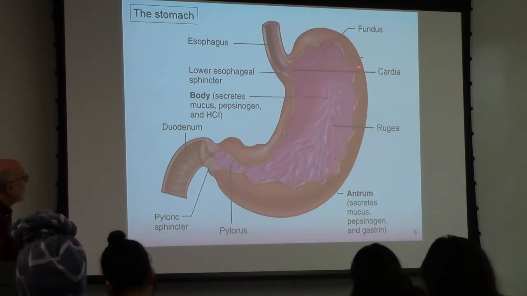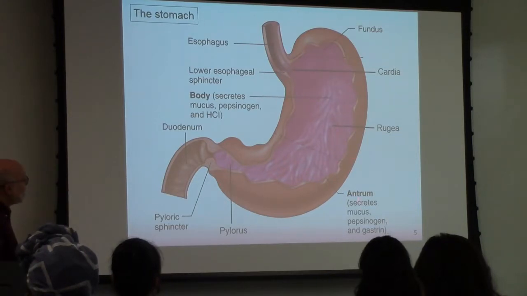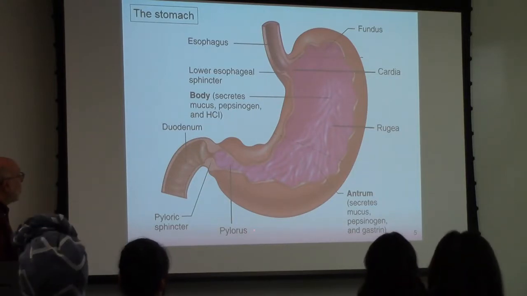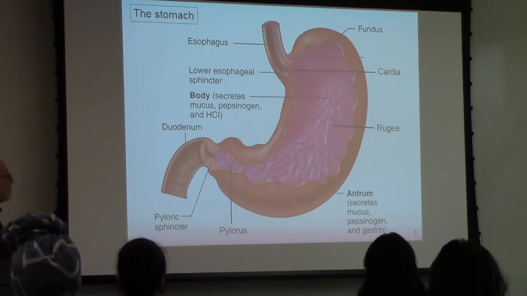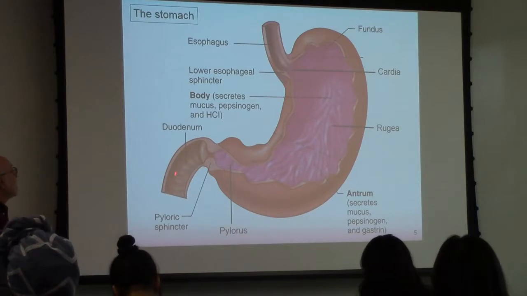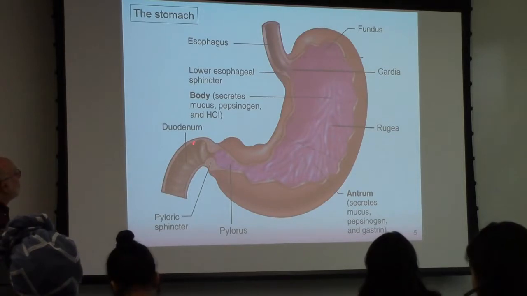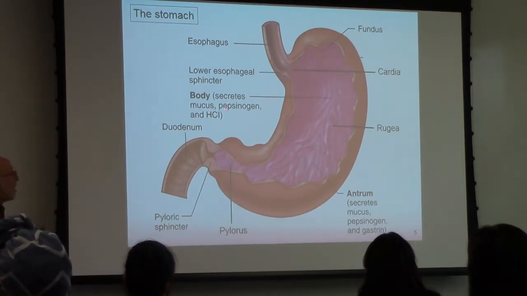The body is the largest area of the stomach. The antrum is this area here. The pylorus and the pyloric sphincter are at the far end of the stomach. The region of the small intestine that the stomach connects to is called the duodenum. Your book makes a point of saying what the body secretes and what the antrum secretes, but since the border between the body and the antrum isn't very distinct, the differences in what they secrete are not that important. They both secrete, and we'll talk about their secretions.